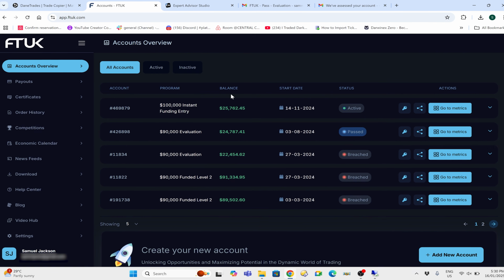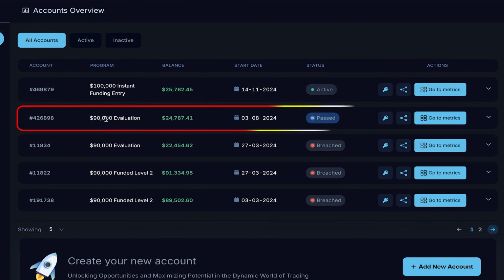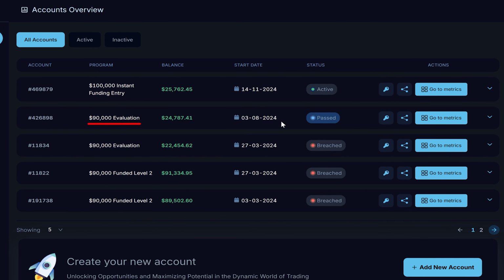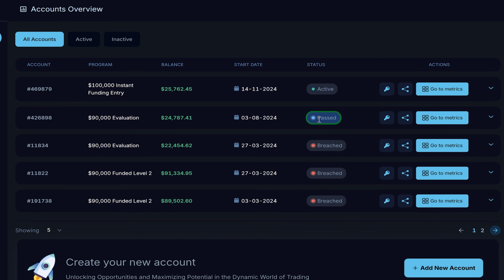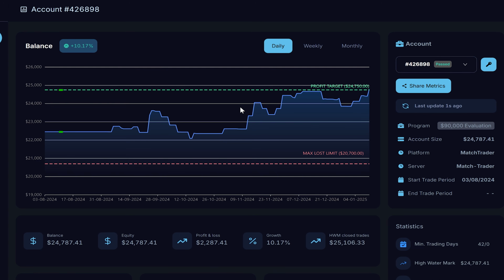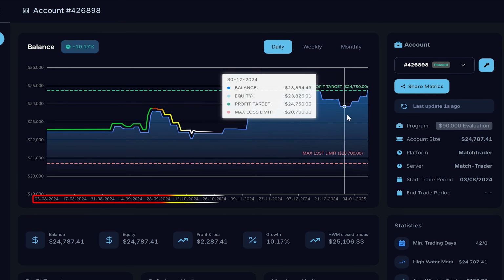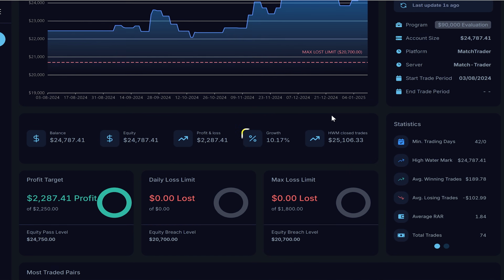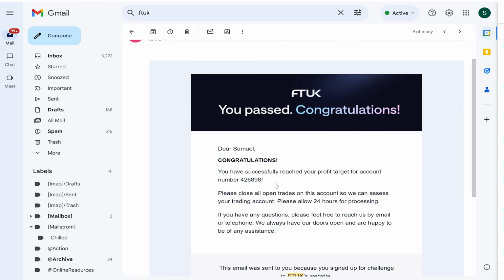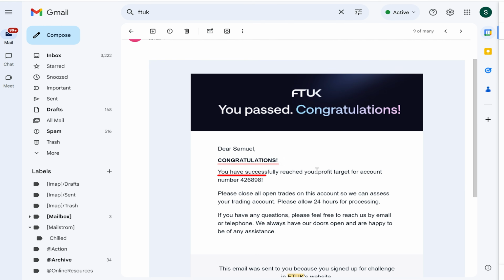So first of all, this is FTUK, the prop firm that I was trading on. And we can see that we've got this 90K evaluation that has recently passed. If I go to the metrics, we can see that this has traded well since 03-08. So it's traded for about 4 months and it passed the challenge, 10%. 6 days ago, I received the congratulations, you've reached the profit target.